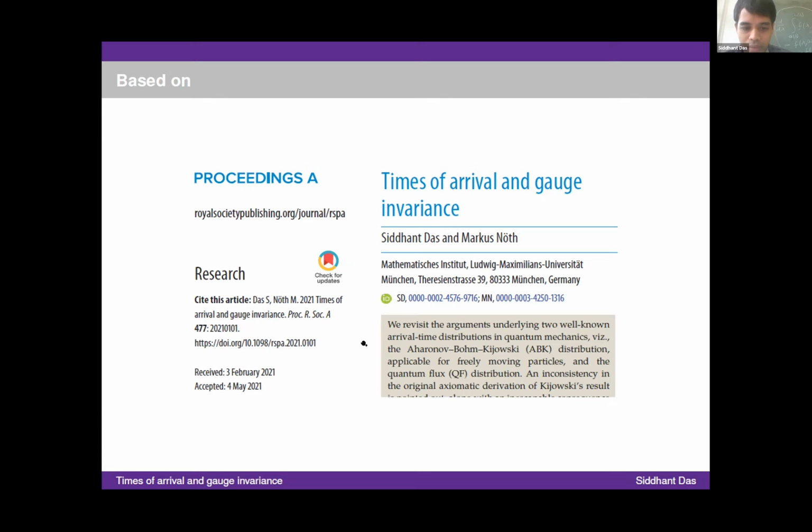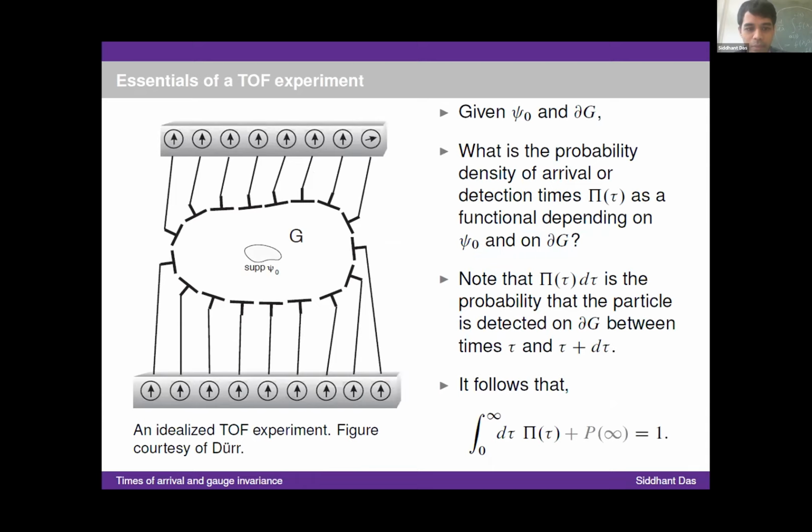So I'm talking about a scattering experiment, and this is a sketch of how the experiment is more or less conducted in the lab. So we have in mind a single particle that's prepared in some quantum state or wave function psi zero at a certain time that you call time zero. And there are detectors placed on a geometrical surface ∂G, and what we are interested in is the distribution of the times at which clicks are seen.